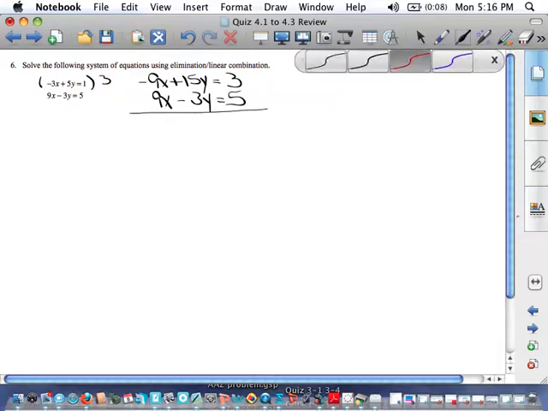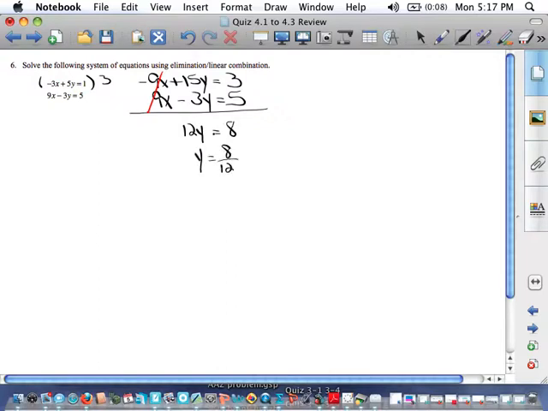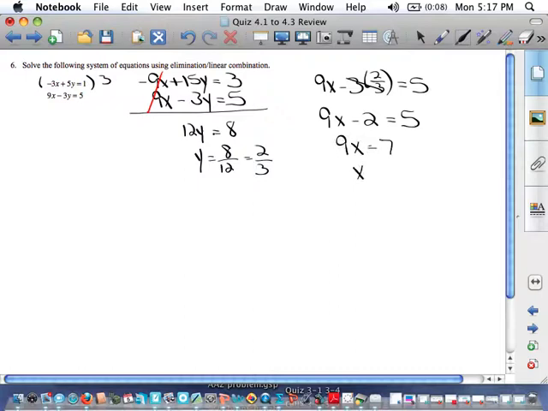When I add those up, the x's will cancel, and I will get 12y equals 8. So y is equal to 8/12, which is 2/3. So I have my value of y. I'll substitute that back into one of those equations. I'll pick 9x minus 3y equals 5. You can see why I did that. So now those 3's will cancel. I have 9x minus 2 equals 5.